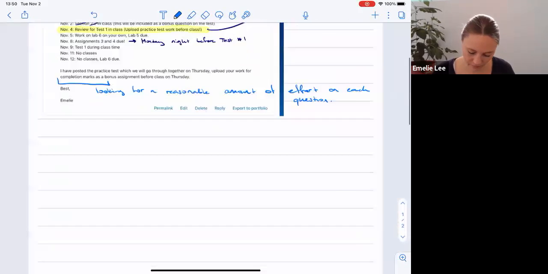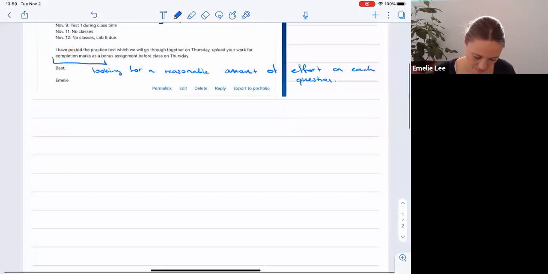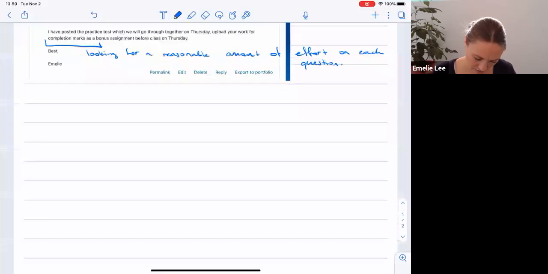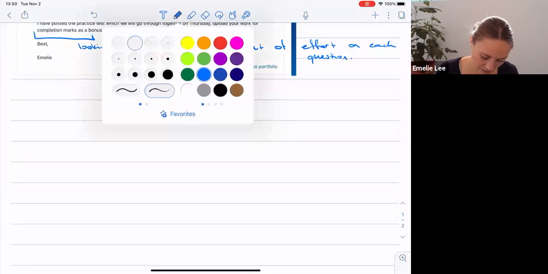Yeah. What? I don't know. This page keeps not behaving.